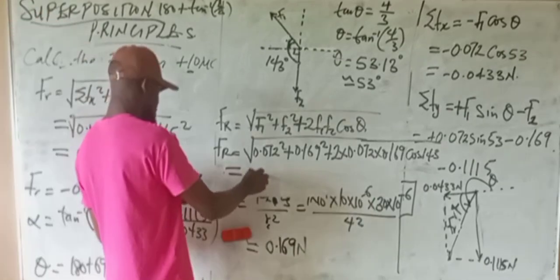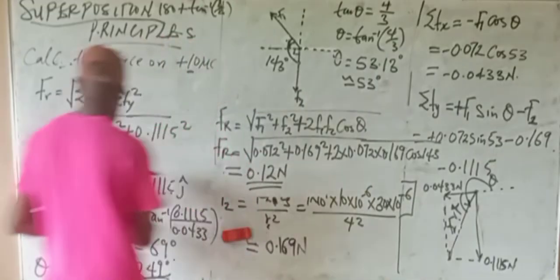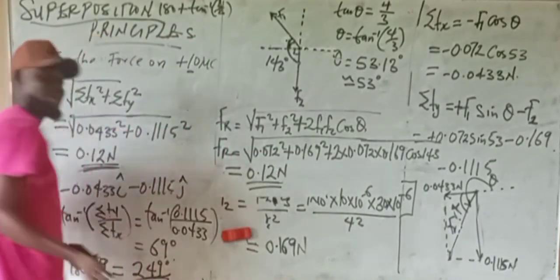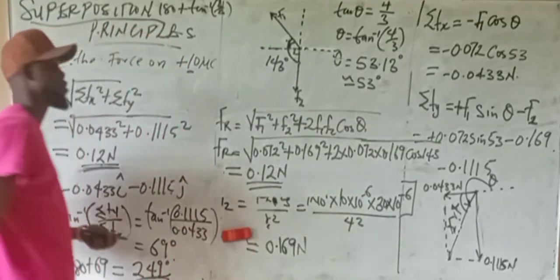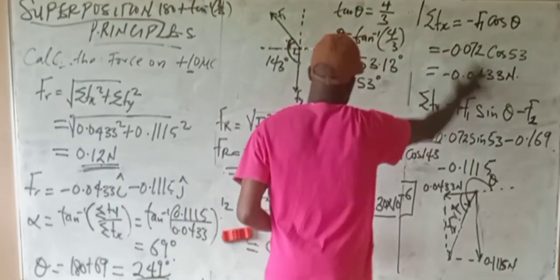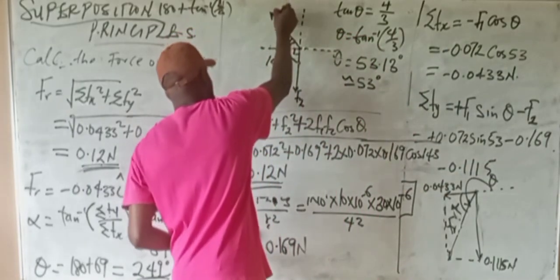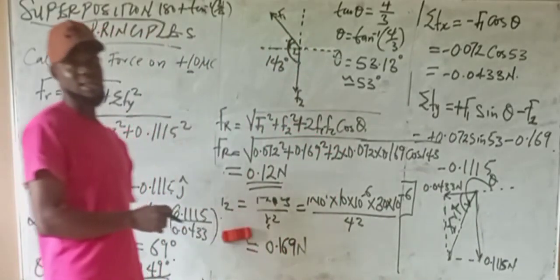So we will have 0.12 newtons. This is what I'm going to have. If you check, it is the same thing. This one is very, very short. This is my law for calculating the resultant. You don't need to be looking for Fx, Fy. What you have to do is just get the angle between F1 and F2. Just apply the formula and you get the answer.